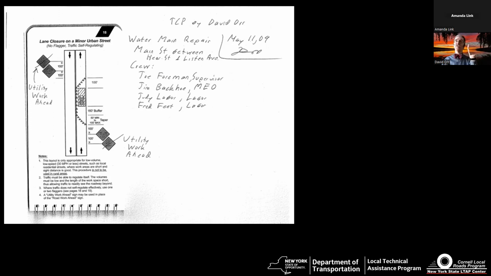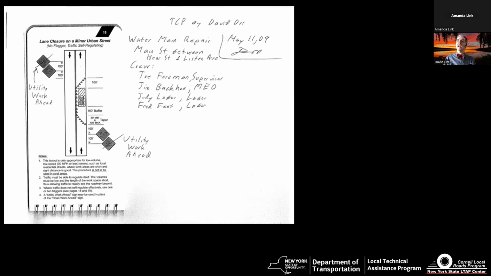Half your page now has the work zone. You cross out and change the actual signs you're going to use. You write down the crew, the work that's being done. In this case, it was a water main repair, the date. You're done. You would now have a traffic control plan. It doesn't need to be any more complicated than that.